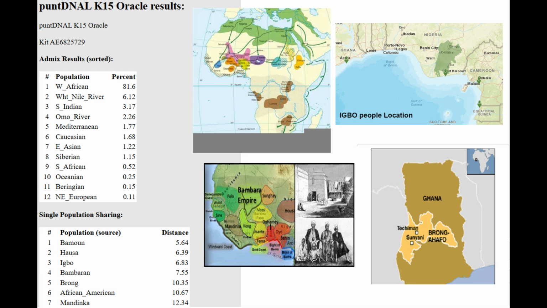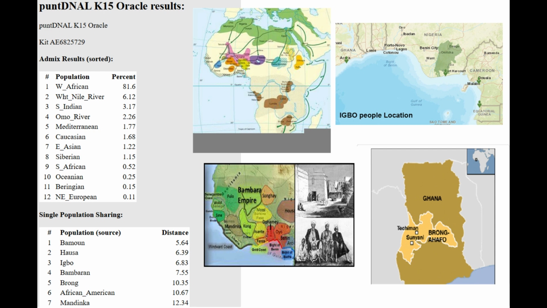So now it's time to talk about my single population source report. So I already talked about the Bamoon and the Mandinka groups earlier on in the video, so I'm going to kind of just move on from there. The second group is Hausa at 6.39. That is the top right map image there. The third one is Igbo.